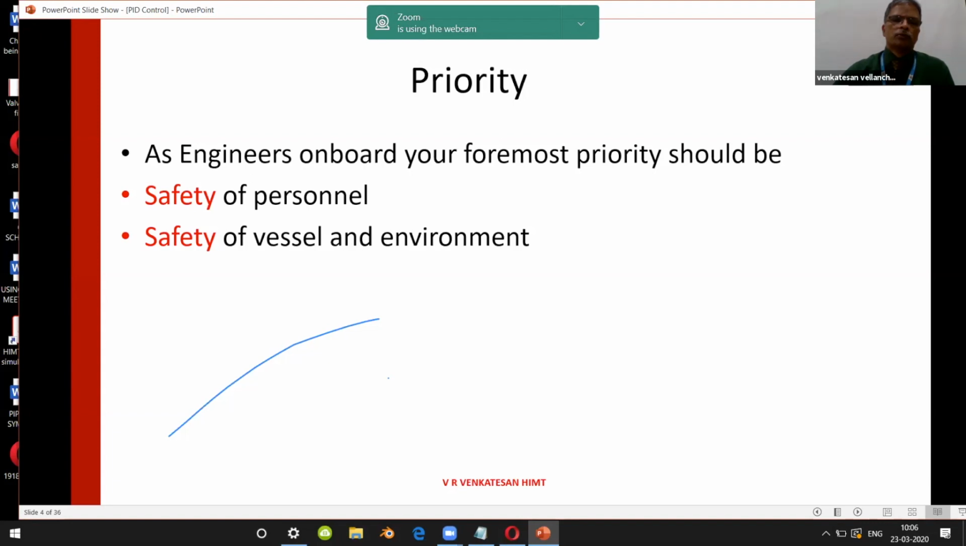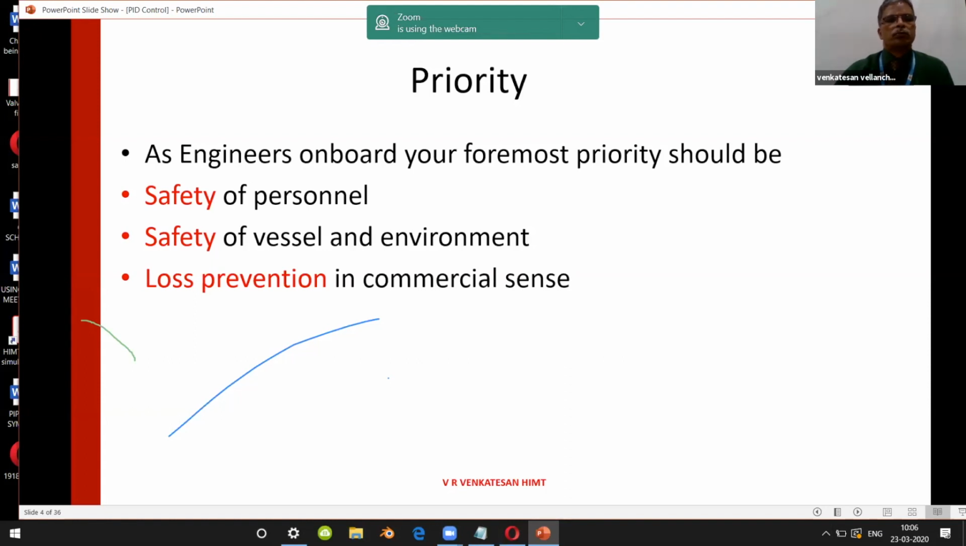Many of the oil tanker pollution incidents, serious incidents in oil tankers, many of them have happened because of failure. Many of you remember the steering gear failure of Amoco Cadiz, which led to the spillage of a very large amount of oil. Then we look at loss prevention in the commercial sense, that there should be no failure of your vessel where the vessel goes off air or there is a loss of money because of failure in automation.